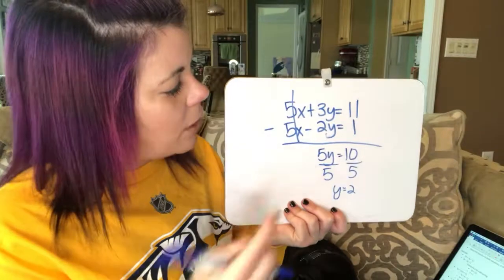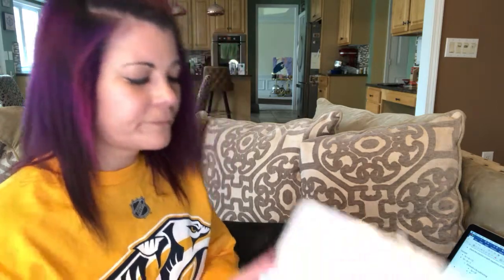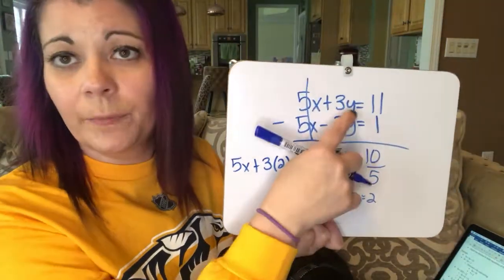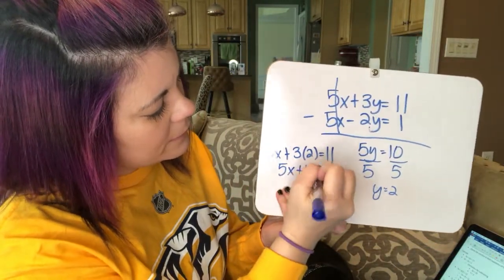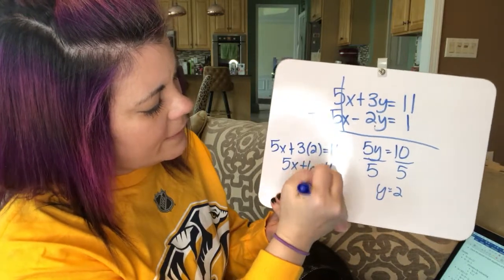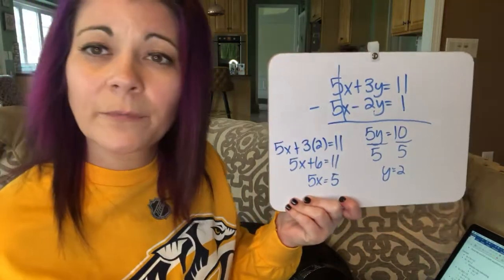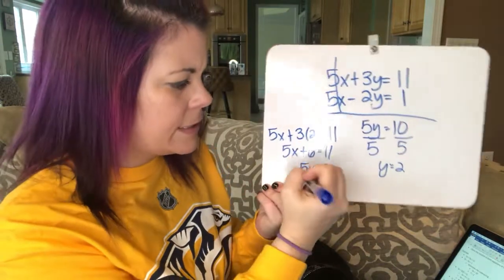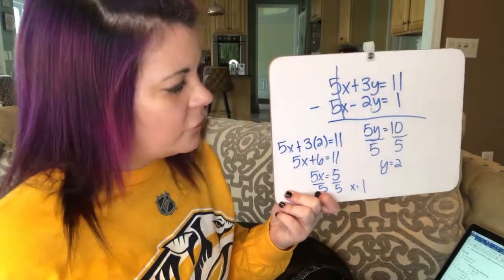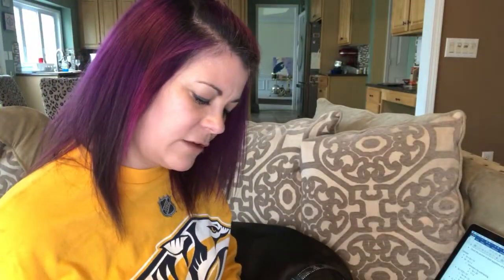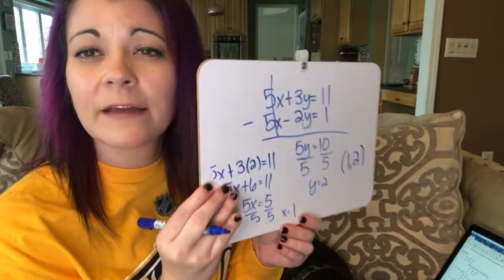And to solve for x, all we do is plug it back into one of these equations and solve for x. So I'm going to plug it back into that first equation. 5x plus 3y, so 3 times 2 equals 11. So I plugged in 2 back to that equation, and I'm going to solve for x now. So 5x plus 6 equals 11, and then 5x equals 5, because we subtract 6 from both sides. This is solving equations. And then divide by 5, x is equal to 1. So (1, 2) is where these two lines intersect if we were to graph them, because x equals 1 and y equals 2.